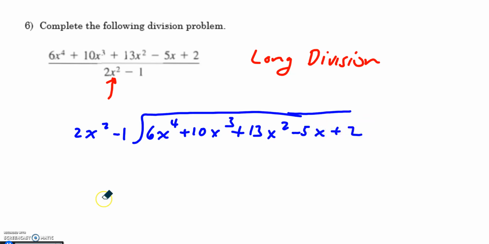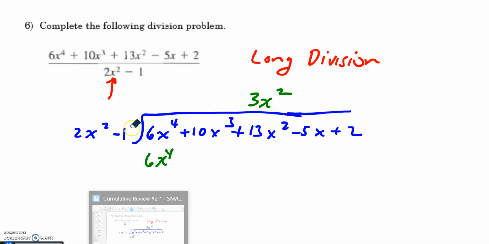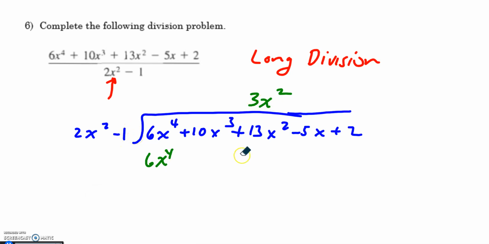So how many times does 2x squared go into 6x to the 4th? Well, if I divide 6x to the 4th divided by 2x squared, I will be left with 3x to the 2nd power. Then if I multiply back, 3x squared times 2x squared is 6x to the 4th. 3x squared times negative 1 gives me negative 3x squared. If I change the signs on both of those, this becomes a negative and this becomes a positive.